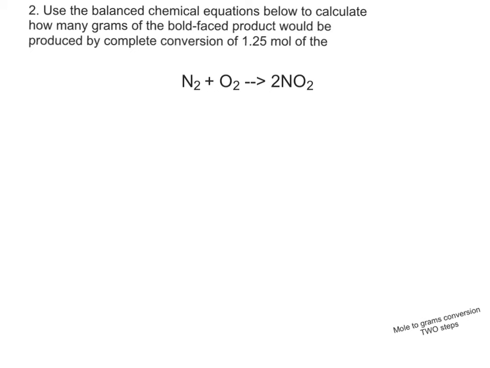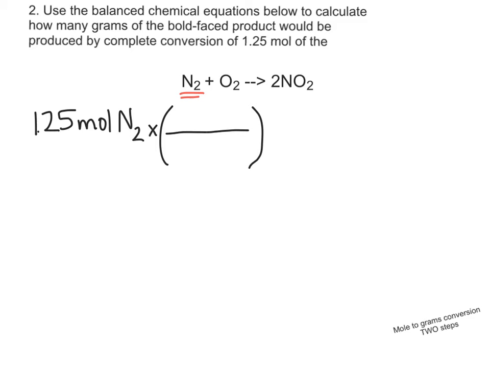Okay, so for this one, again, we're starting with our 1.25 moles, and our reactant in bold is going to be our N2. Okay, so we're going to do 1.25 moles of N2, and we want to cancel our moles of N2 and get moles of our product. In this case, it's NO2. Okay.